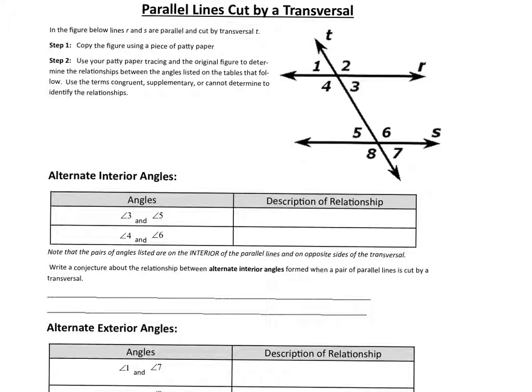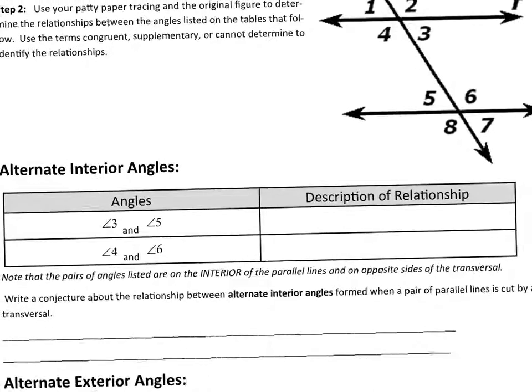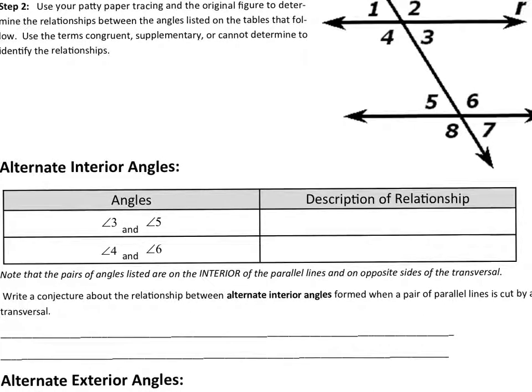For alternate interior angles, they give you the examples 3 and 5, 4 and 6. So take angle 3 and put it on top of angle 5. Or take angle 4 and put it on top of angle 6. What do you notice when you put them on top of each other? Well, hopefully you notice that they are, in fact, congruent.